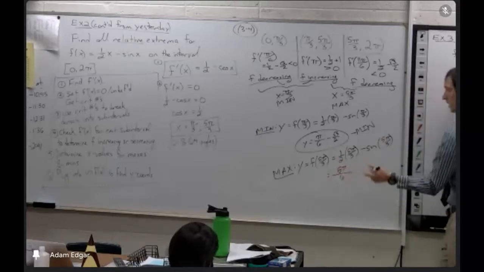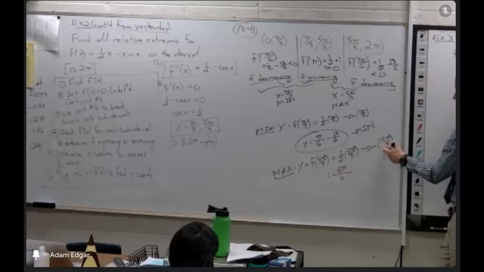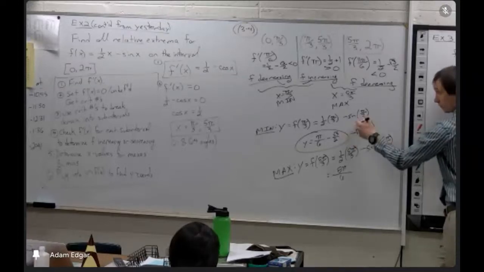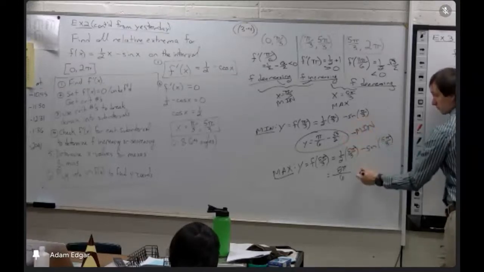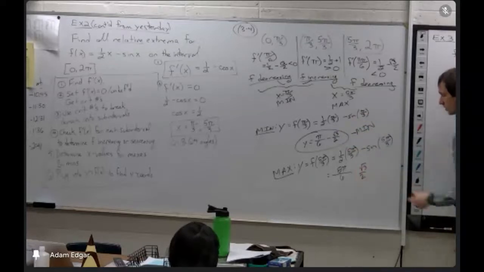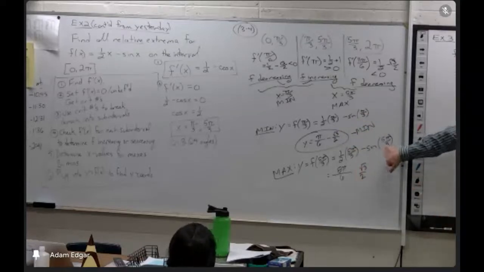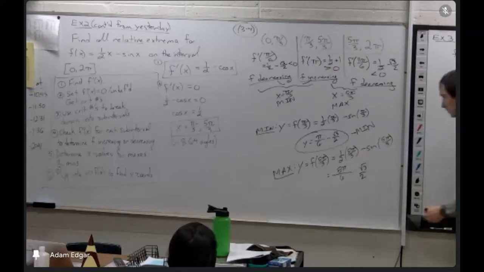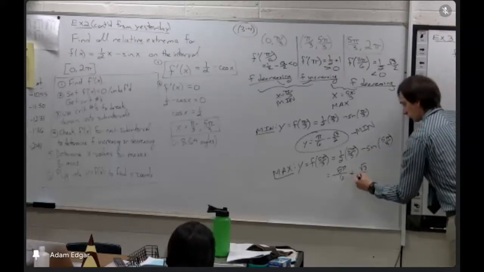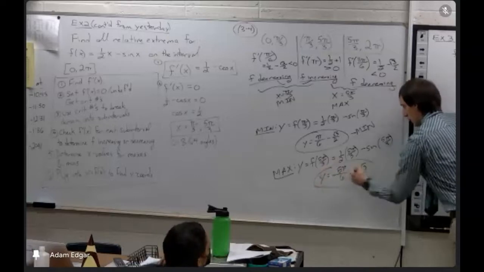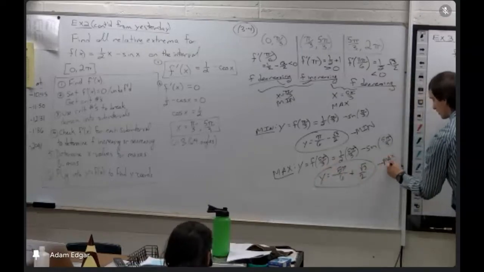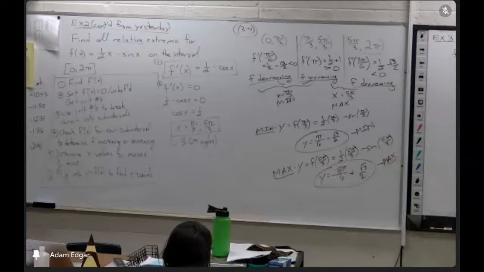And then what's sine of 5 pi over 3? Well, what was sine of pi over 3? There's root 3 over 2. What quadrant is 5 pi over 3 in? Is sine positive or negative in quadrant 4? Negative. So we're going to be subtracting a negative. That's really going to be a plus root 3 over 2. So there's your y coordinate. That's your maximum. So now we're all finished.